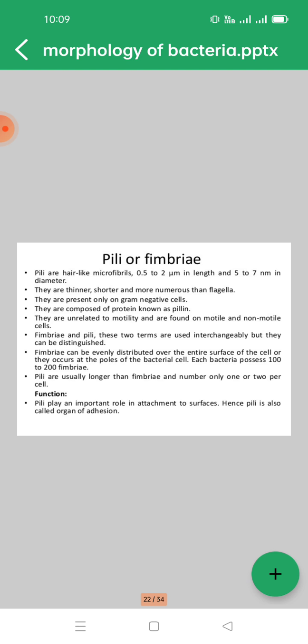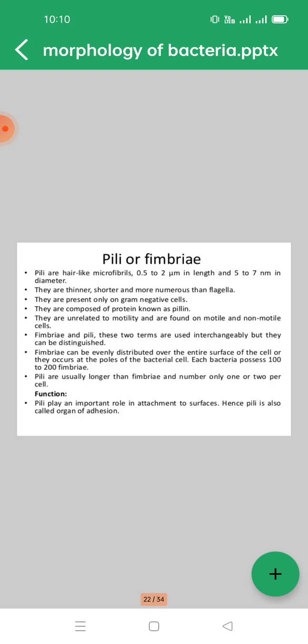First we are going to see the pili or fimbriae. Like flagella is a long hair-like appendage, pili is a small hair-like appendage, that is microfibrils. They are 0.5 to 2 micrometer in length and 5 to 7 nanometer in diameter. So it is smaller than flagella. They are very thin, shorter and more numerous. They are present only in gram negative cells.